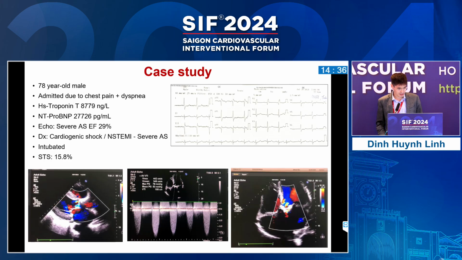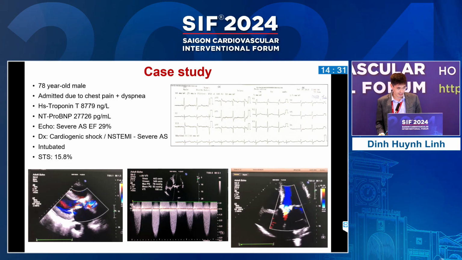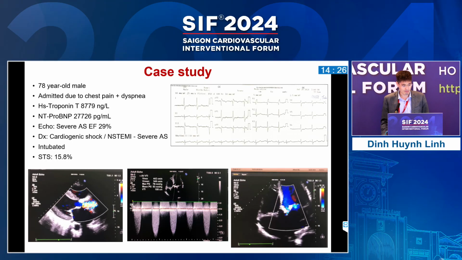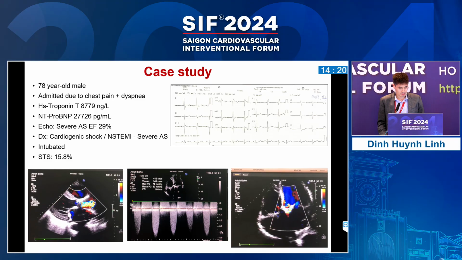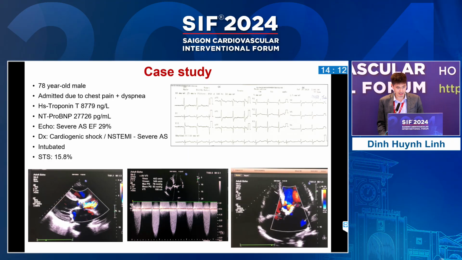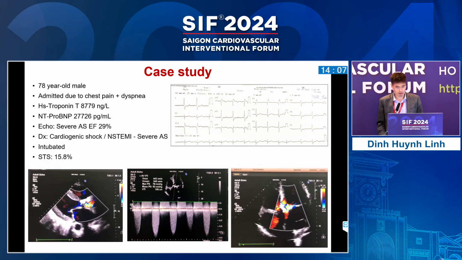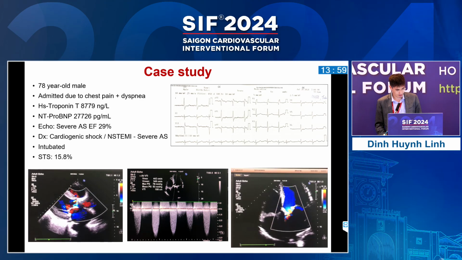So this patient was admitted due to dyspnea and chest pain. You can see the troponin is elevated, so clearly he has an acute MI. The proBNP is elevated, and on the EKG, I hope you can see it well, we did not see ST elevation, but we can see the Q wave in D3 and aVF. You can see the right bundle branch block, ST depression in V5, V6.